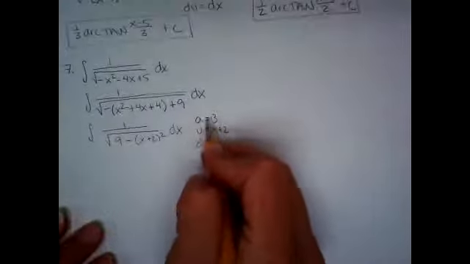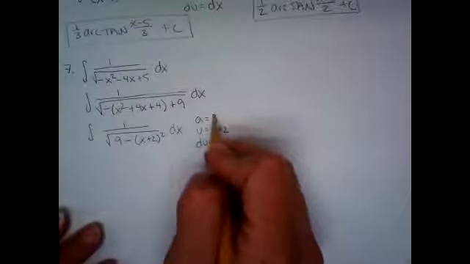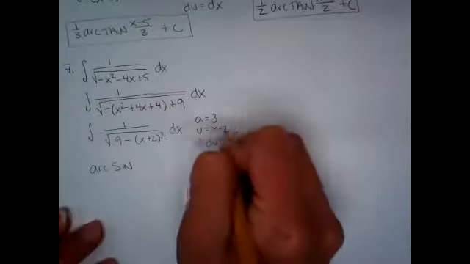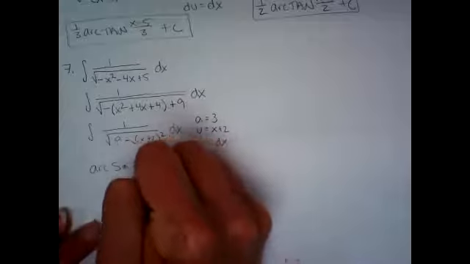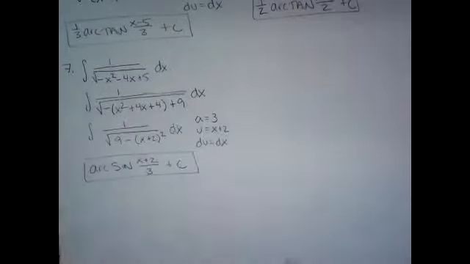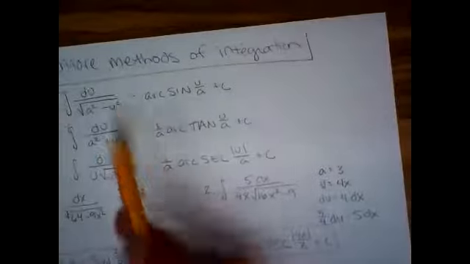All right, arcsine does not have the 1 over a out front, so do not put a 1/3 there. It'll just be arcsine u over a, so arcsine of (x plus 2) over 3, plus c. So that's completing the square. And you do that in order to get it to look like one of these 3 patterns.